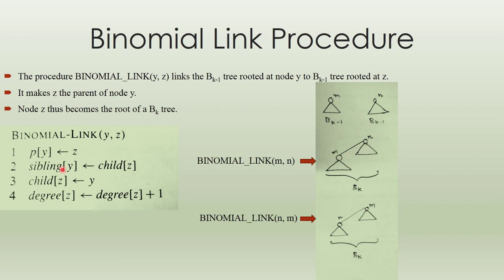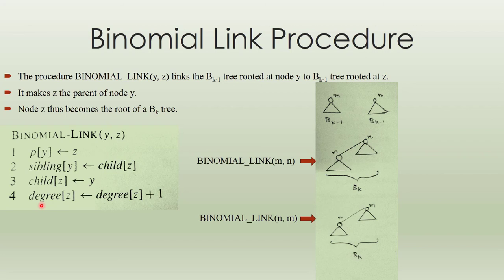That's why sibling of y equal to child of z. Then child of z equal to y. So here in this node we have a child field. It actually contains the address of the leftmost child. When this binomial tree with root m is linked with n, this m becomes the leftmost child. That's why child of n will be stored with m.